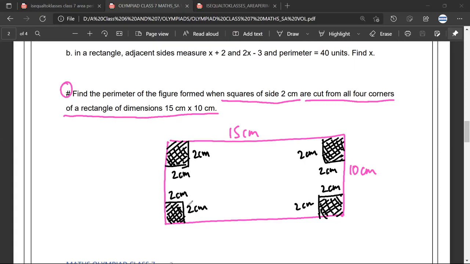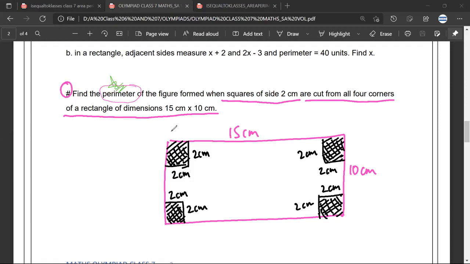So find the perimeter of the figure formed when squares of side 2 cm are cut off from all four corners of a rectangle of dimension 15 cm into 10 cm. Okay, Mr. Sarthak, how should we do this? So we'll find out the area of the whole rectangle. That will be 15 into 10, so 150 centimeters square. And then we'll find out the area of one of the squares and multiply it by 4. But you need to find the perimeter of the figure formed.